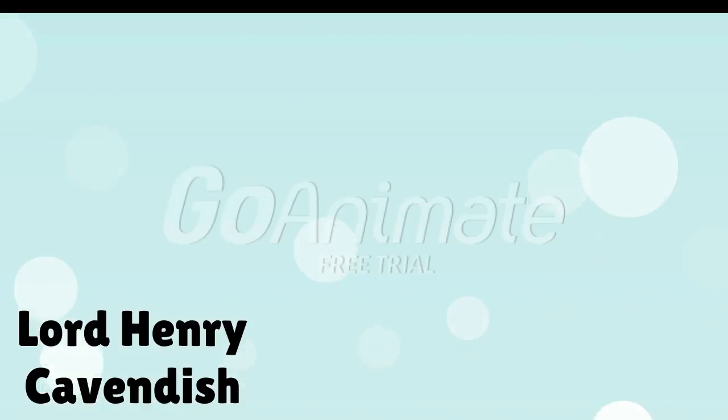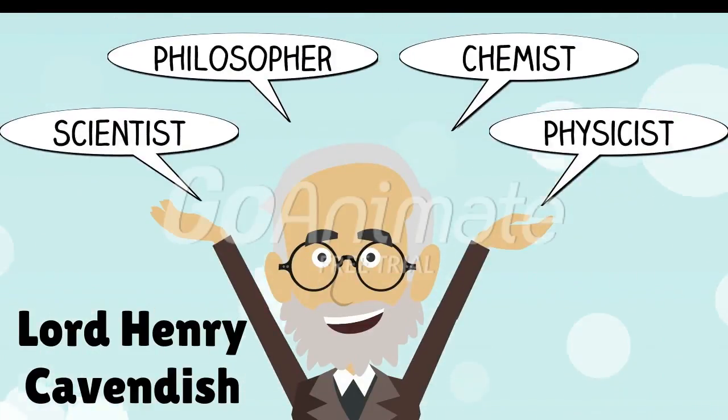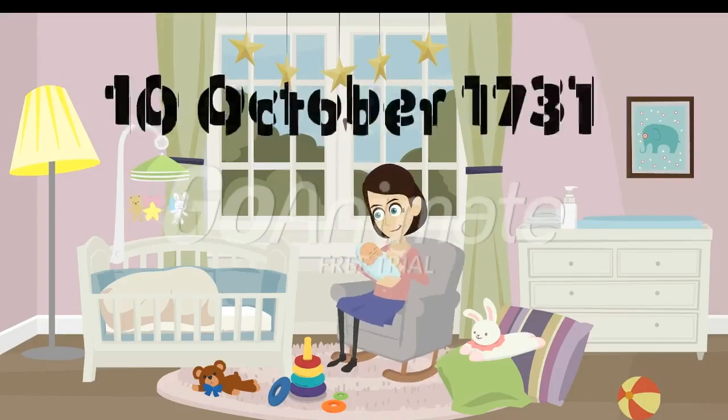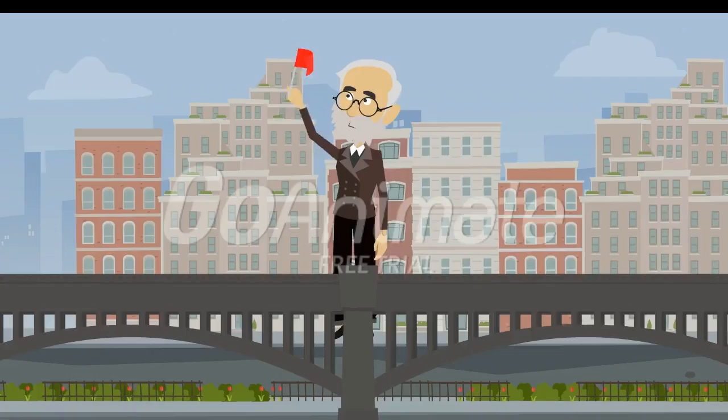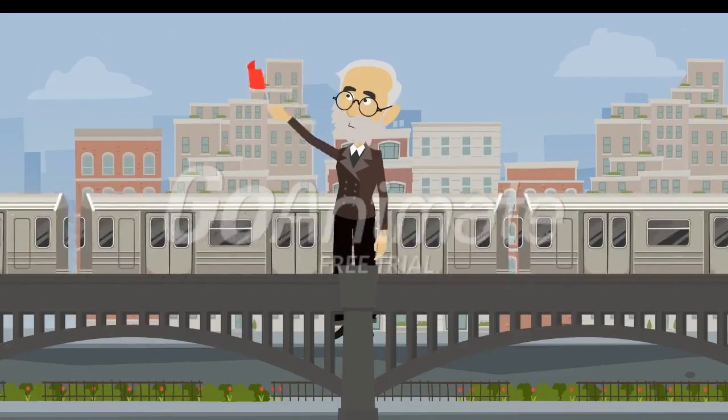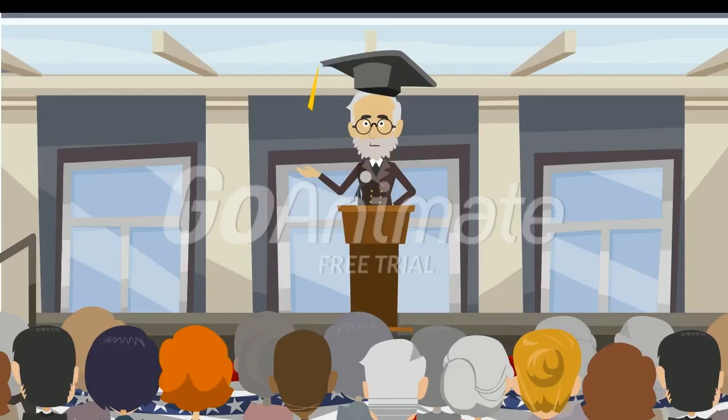Lord Henry Cavendish was a British natural philosopher, scientist, and an important experimental and theoretical chemist and physicist. He was born on 10th October 1731 in a French city named Nice and lived a life of science. Not only was he active in the Council of the Royal Society of London, he also served in the Royal Institution of Great Britain in his late years.